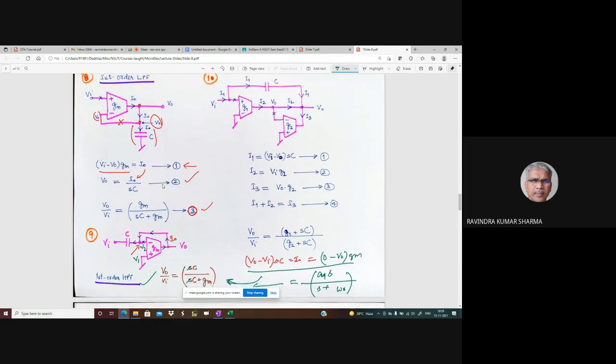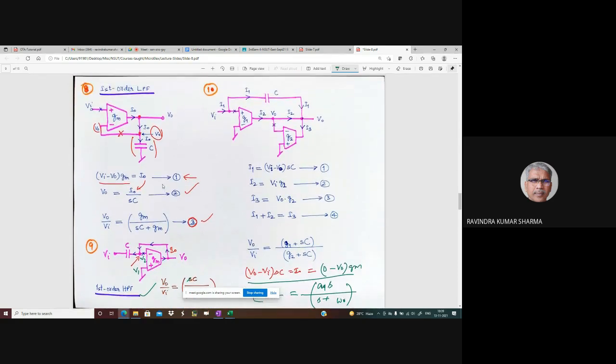Now let us see a general first order filter, which is circuit number 10. Right? It consists of two OTAs. I have explained very clearly here where current does not flow. Cross means no current flows. Cross means no current flows. Now equation 1 is what? Equation 1 is the current flowing through this capacitor I1. How will you find I1? V i minus V naught into SC. Is that okay? Equation 1.